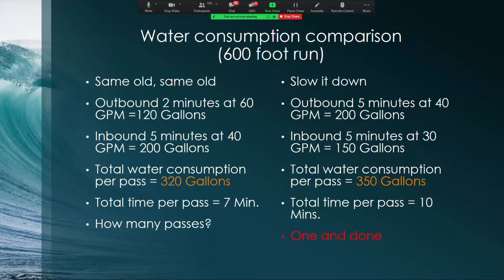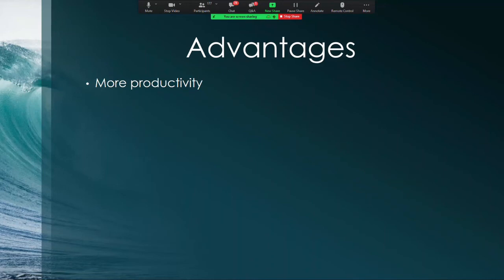If I'm down to that level, my total consumption for the segment of pipe is 350 gallons versus 320. My time is 10 minutes for that pass versus 7 minutes for the other pass. But the trick here is I do it in 1 pass and I move on to the next section. If I have to go back in and do a second pass at 320 gallons in 7 minutes, now I'm wasting time and money. I increase my productivity because I can get more sections of pipe done with a tank of water.